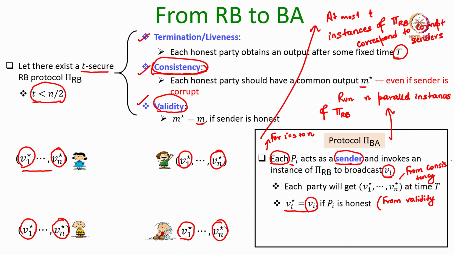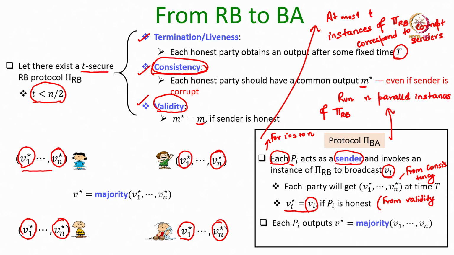So, that means the two properties that we have now guaranteed are the following: the output vectors that each party is going to have will be common, and in that output vector, if I focus on the component corresponding to the honest party's input, that will be the input that that honest party has for the BA problem.